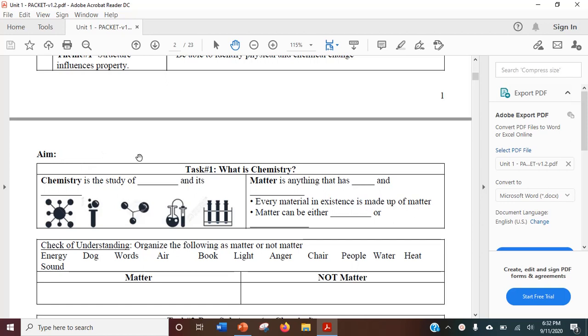On top, you can write the aim. So as we go through the PowerPoint, you are going to be taking notes by filling in the blanks. The blanks contain keywords, which I highlighted as red on the PowerPoint. So it's very easy to take notes.